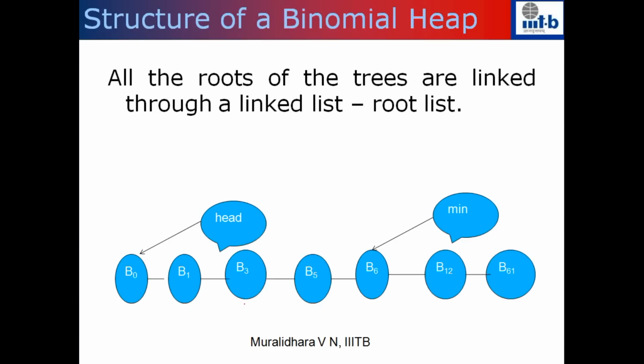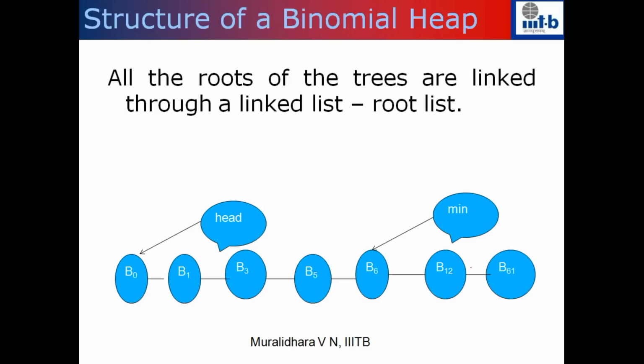Now let's look at the structure of the binomial heap. It's a collection of binomial trees, that means it's a set of trees. A set of trees can be represented by a linked list. So you take BF0, BF1, BF3, BF6, BF12, and so on. This is an example of a binomial heap.